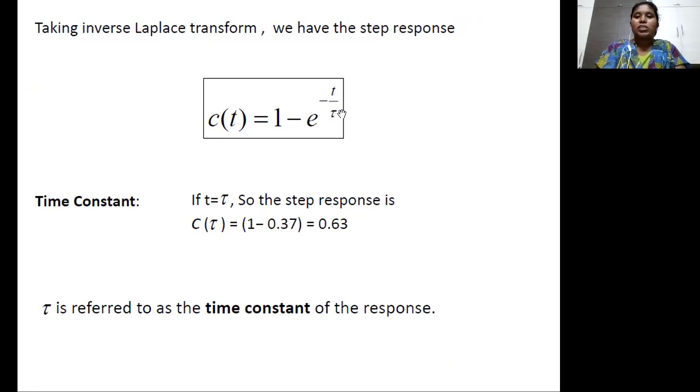Tau is nothing but the time constant of the system. If, for example, I assume the time constant of the system is equal to the time period which we considered here, so now let us take t equal to tau. If I substitute t equal to tau, both will cancel each other and the value 1 will remain here. What is the value of e power minus 1? That is 0.37, right? So by substituting these values, we can obtain C of tau is equal to 1 minus 0.37, so that we obtain 0.63 here.